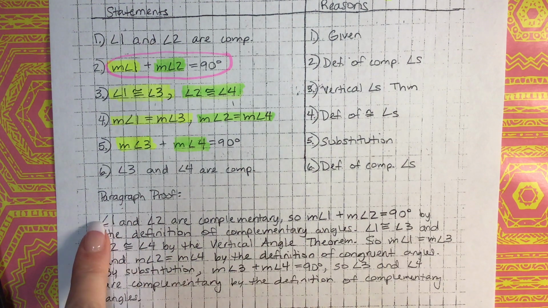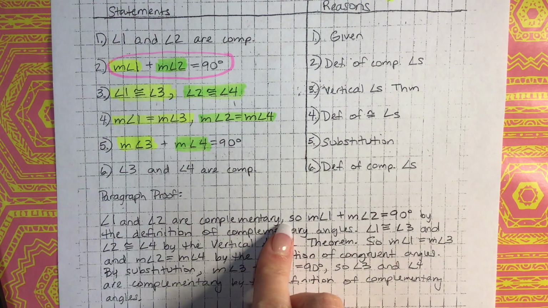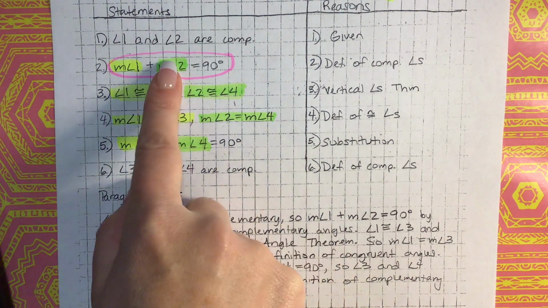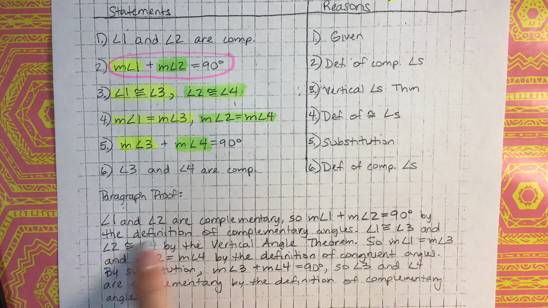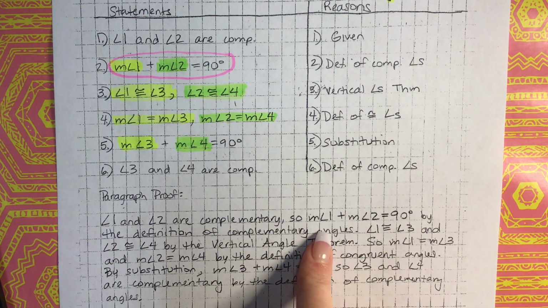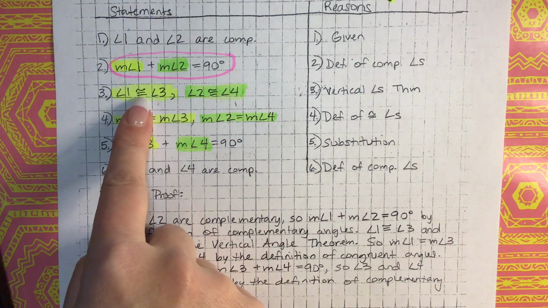It would probably say it is given. It probably would have been good to say it is given that angle 1 and angle 2 are complementary. So the measure of angle 1 plus the measure of angle 2 equals 90 degrees by the definition of complementary angles. Okay, then we go to the next part.